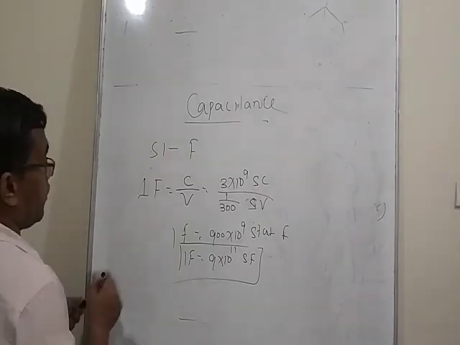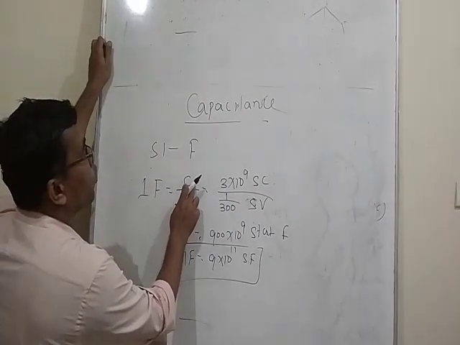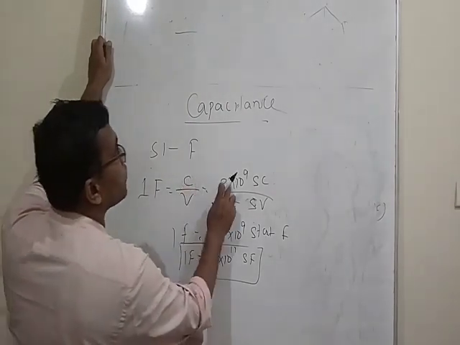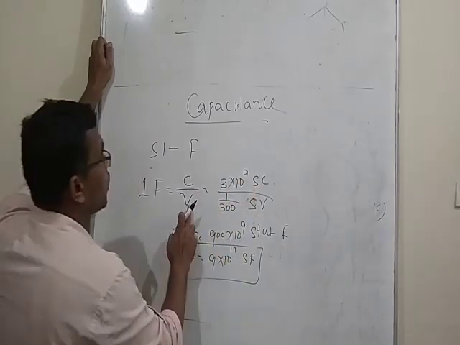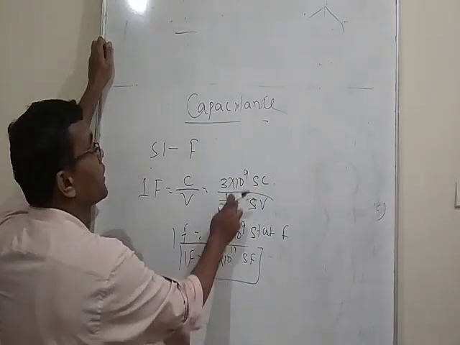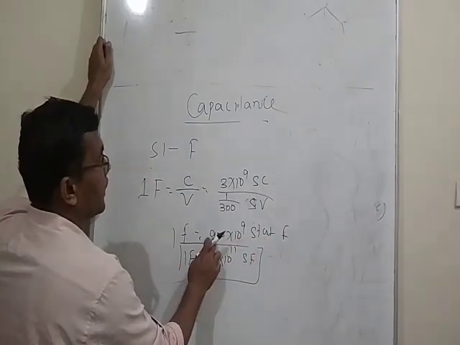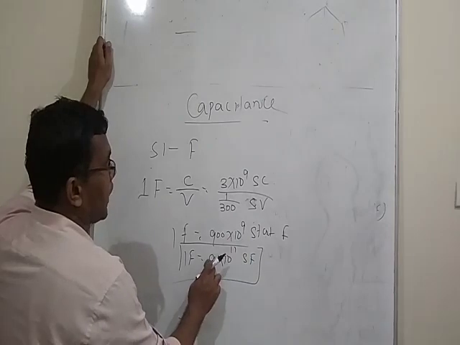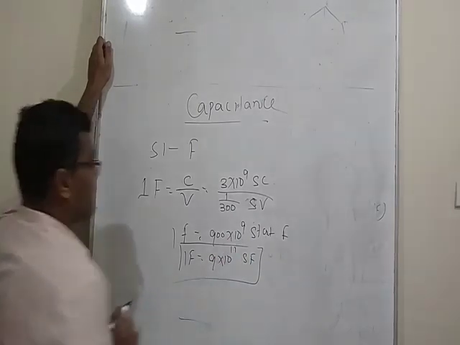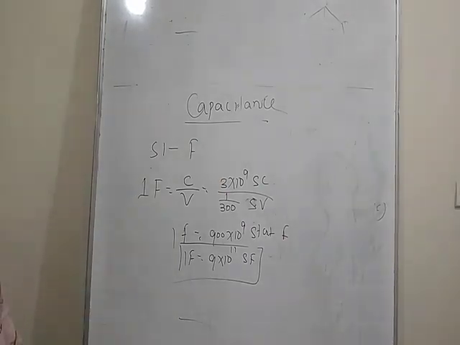Now come to farad to statfarad again. 1 farad is 1 coulomb by 1 volt. 1 coulomb is equal to 3 into 10 to the power 9 statcoulomb, and 1 volt is 1 by 300 statvolt, so 300 goes up, giving 900 into 10 to the power 9 statfarad, which is 9 into 10 to the power 11 statfarad. So 1 farad is equal to 9 into 10 to the power 11 statfarad.